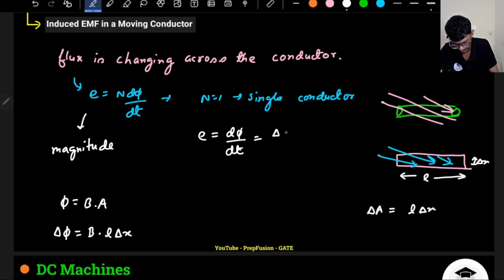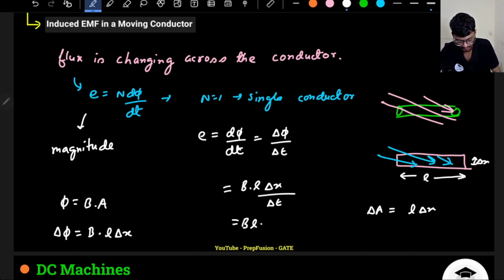So I can write delta phi upon delta t. Delta phi will be B into L into delta x upon delta t. And what is delta x upon delta t? Change in distance upon change in time, that is basically velocity. So from here the very famous formula comes up, BLV. As the angle between the current direction and the flux was always 90 degrees, this was simply BLV. But if there is some angle between the current and the flux, the value will be BLV sine theta.